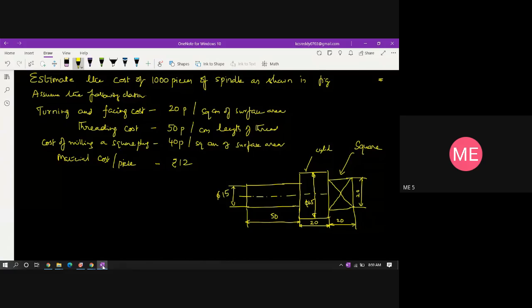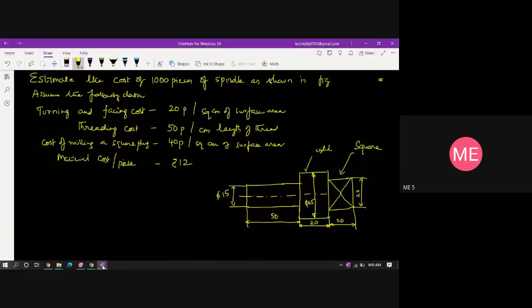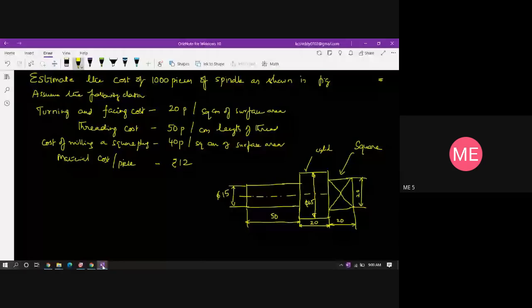he has given that estimate the cost of 1,000 pieces of material as shown in this. The following data is given, and turning cost is going to be 20 paise per square centimeter of surface area. Threading cost is 50 paise per centimeter of thread, and then cost of milling a square plug is 40 paise per square centimeter of surface area. Annual cost is going to be 12 rupees per piece. Okay, so here we need to find out the total cost of making this component.